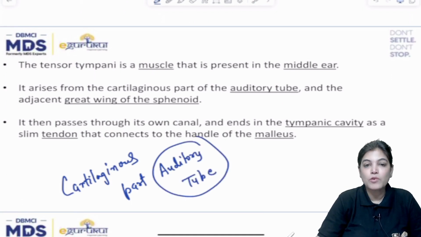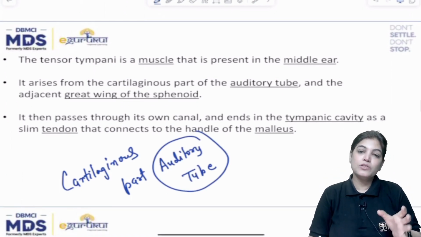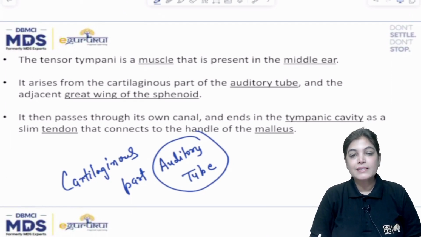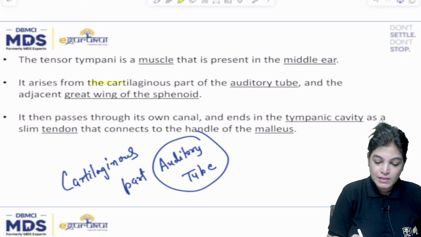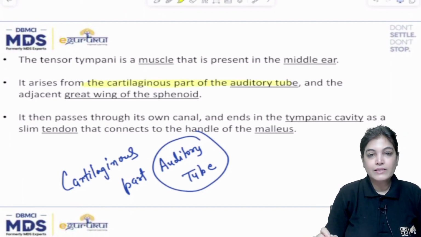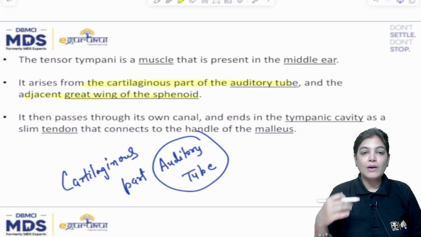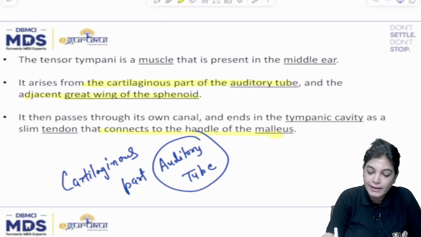Now, what is the other name of auditory tube? It is also called eustachian tube or pharyngotympanic tube. Okay. So, eustachian tube, pharyngotympanic tube, because it is forming communication between the pharynx and the middle ear cavity. Now, if we talk about the origin of this muscle, it arises from the cartilaginous part of auditory tube and the adjacent part of the greater wing of sphenoid. Now, after that, let's talk about insertion. If we talk about insertion, it forms a tendon and it attaches to the handle of malleus.